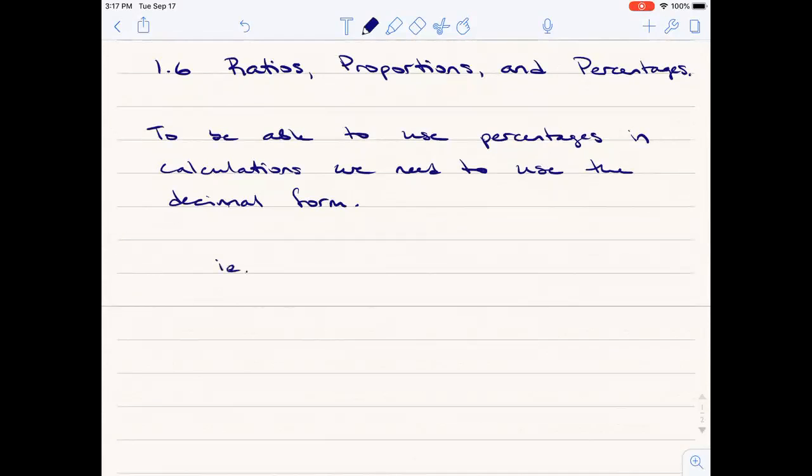So that is 12% is 0.12, right? Or I should show you the middle step just once here, right? We just divide by 100, 12 divided by 100 is 0.12.